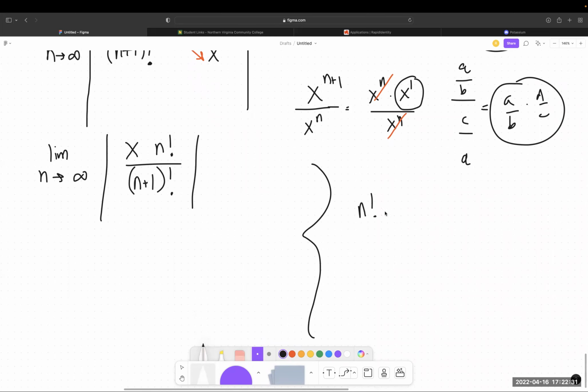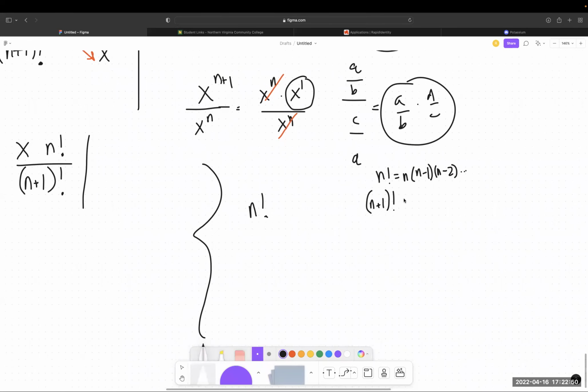So if you remember, n factorial is equal to n times n minus 1, times n minus 2, and so on and so forth. And if I had n plus 1 factorial, what would that be equal to, right? Well, I would put the n down. In this case, my n is n plus 1. And then I do n plus 1 minus 1, right? That's just n. And then I do n plus 1 minus 2. Well, that's just n minus 1. And then I do n plus 1 minus 3. That's just n minus 2.